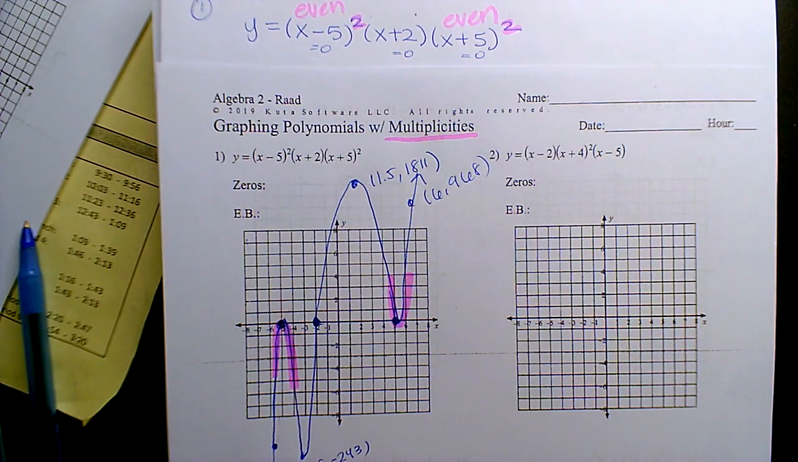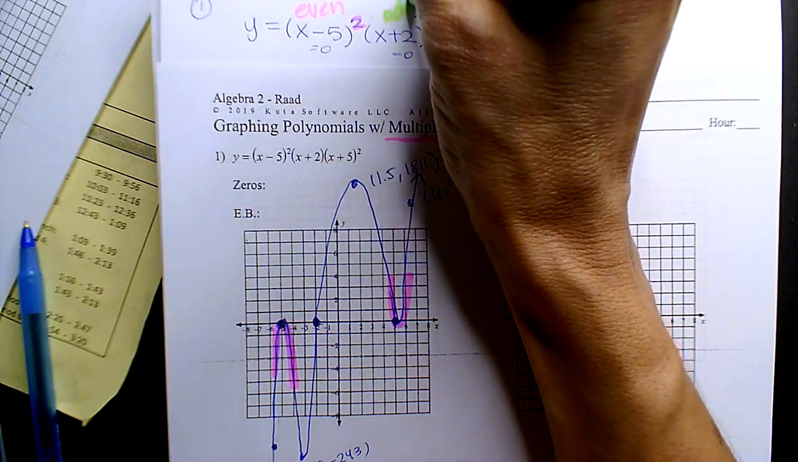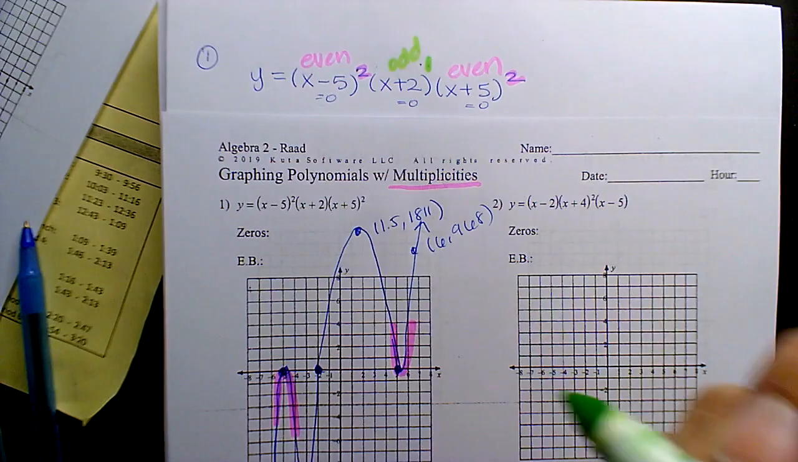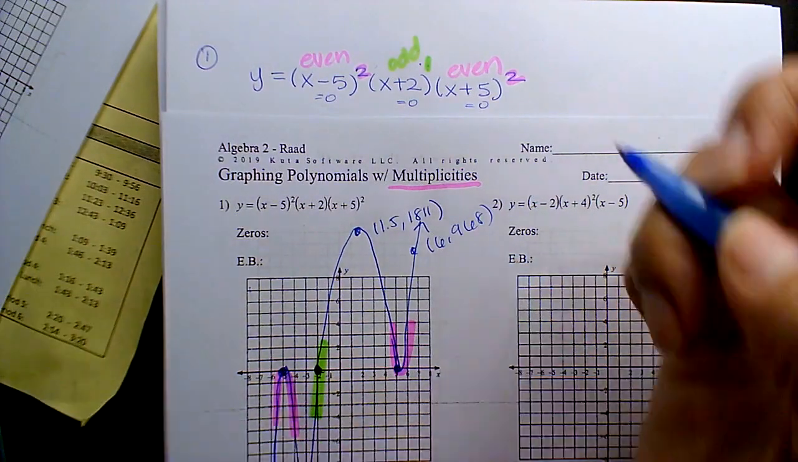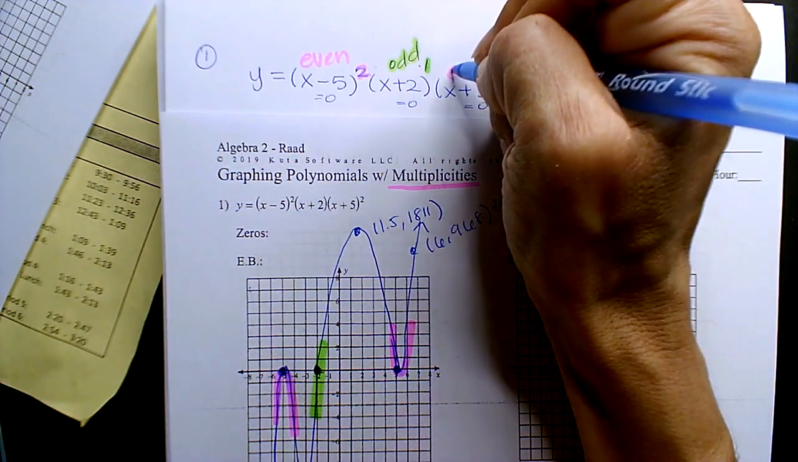But if it's odd, we'll go green, see how this is odd because it's the number 1? Granted, you don't see it, but you should. I'll go over it with pen. It runs through the intercept. This says odd. Even.